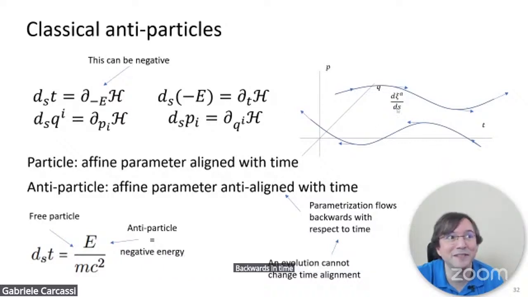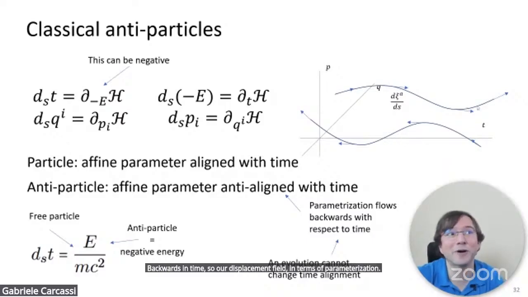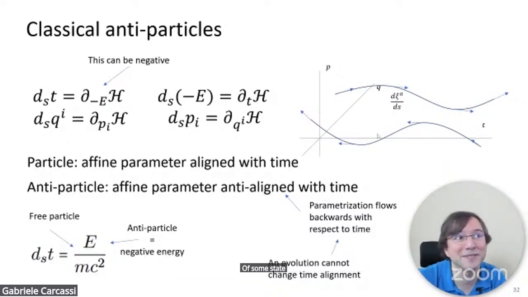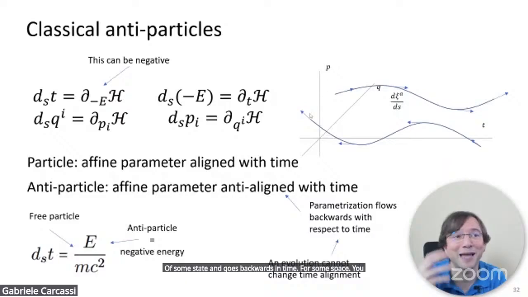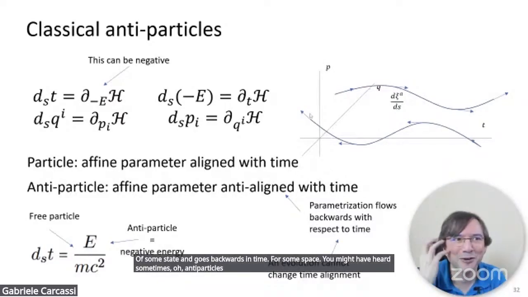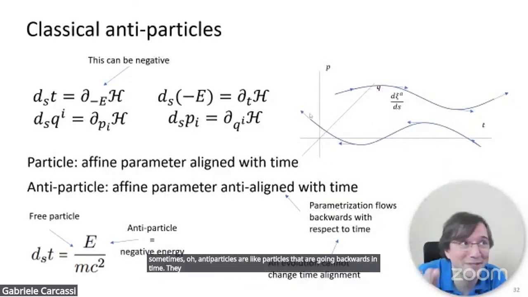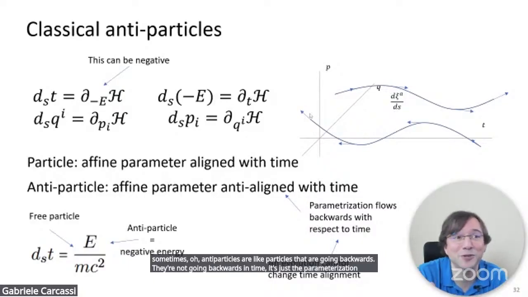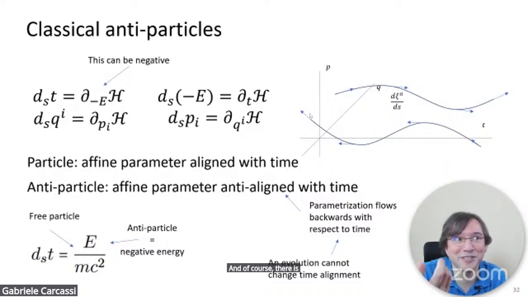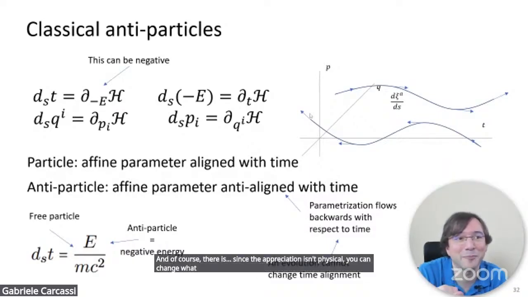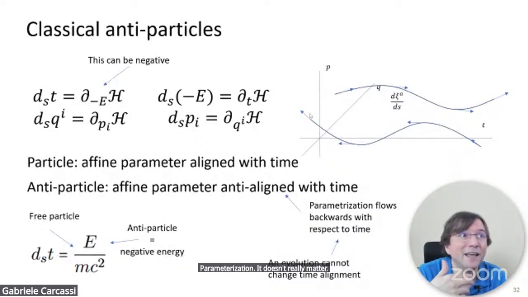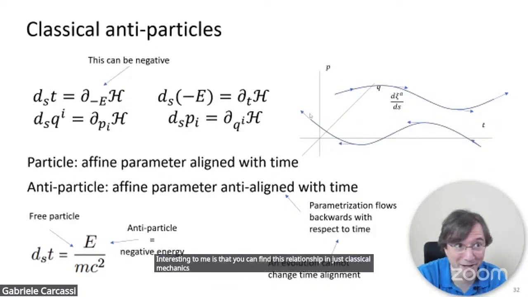So our displacement field in terms of parameterization goes forward in time for some states and goes backwards in time for others. You might have heard sometimes, oh, antiparticles are like particles that are going backwards in time. They're not going backwards in time. It's just that the parameterization one would use is opposite with respect to time. And since the parameterization is unphysical, you can change what is a particle from an antiparticle just by changing the sign of the parameterization. It doesn't really matter. But again, what is interesting to me is that you can find these relationships in just classical mechanics, classical particle mechanics.